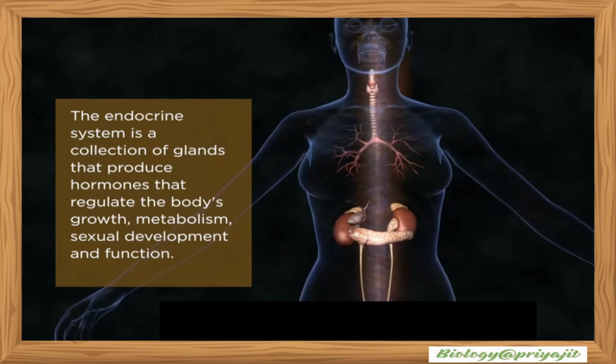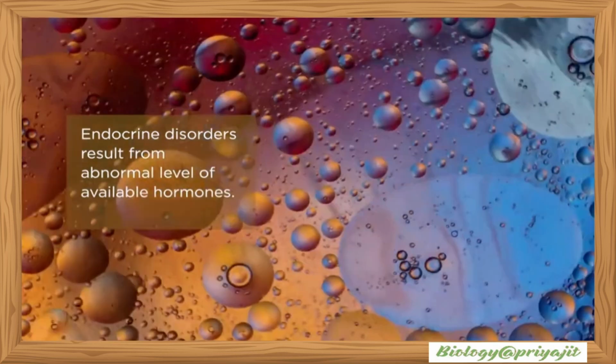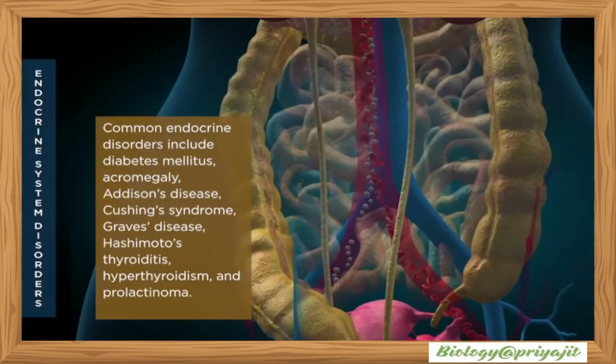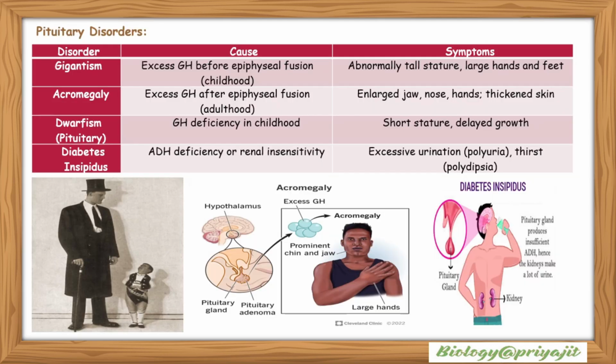Basically, the endocrine system is a collection of glands that produce hormones that regulate the body's growth, metabolism, sexual development, and function. Endocrine disorders result from abnormal levels of available hormones. Common endocrine disorders include diabetes mellitus, diabetes insipidus, acromegaly, Addison's disease, Cushing syndrome, Graves' disease, Hashimoto's disease, thyroiditis, hyperthyroidism, and prolactinoma. So the pituitary disorders include gigantism.